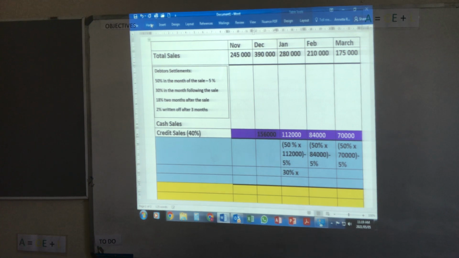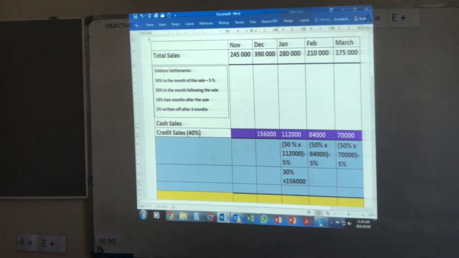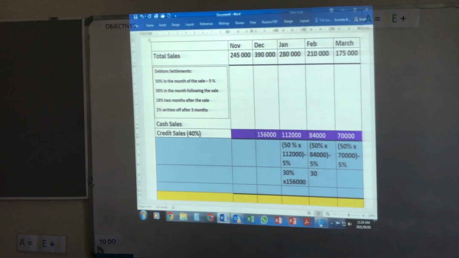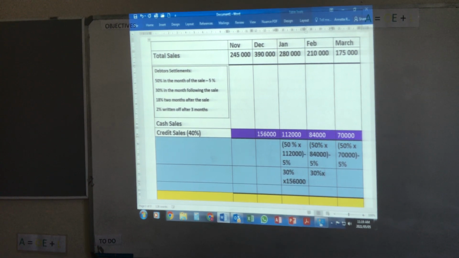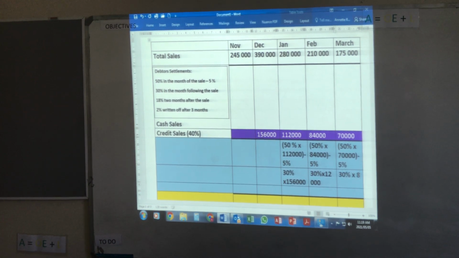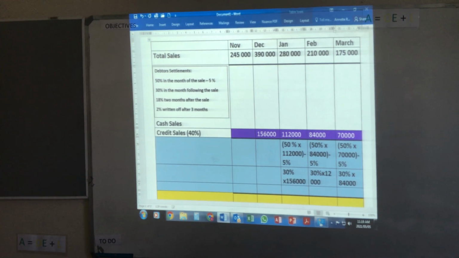Just want to change this color quickly for you. And now it's 30%. January is the month following December. Okay? So that is 30% of 156,000. Then this one will be 30% of 112,000. And then this one will be 30% of 84,000. Can you see how the thinking is?